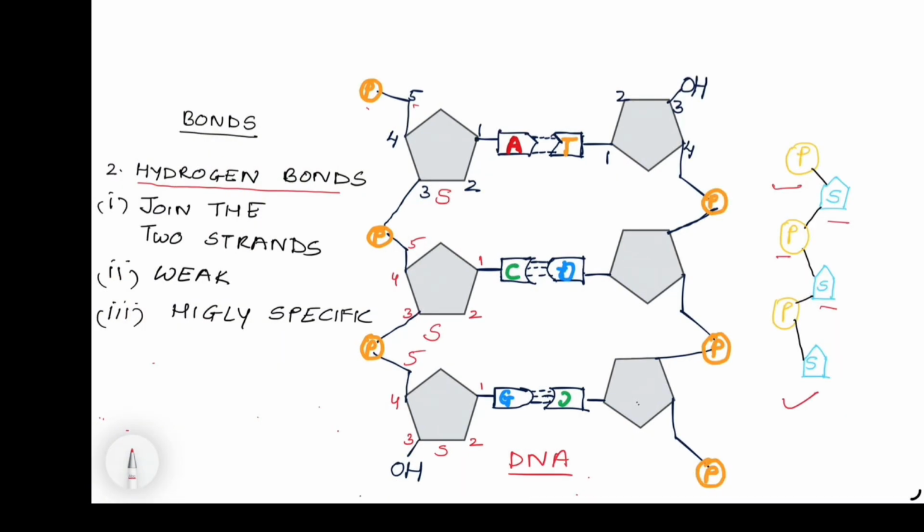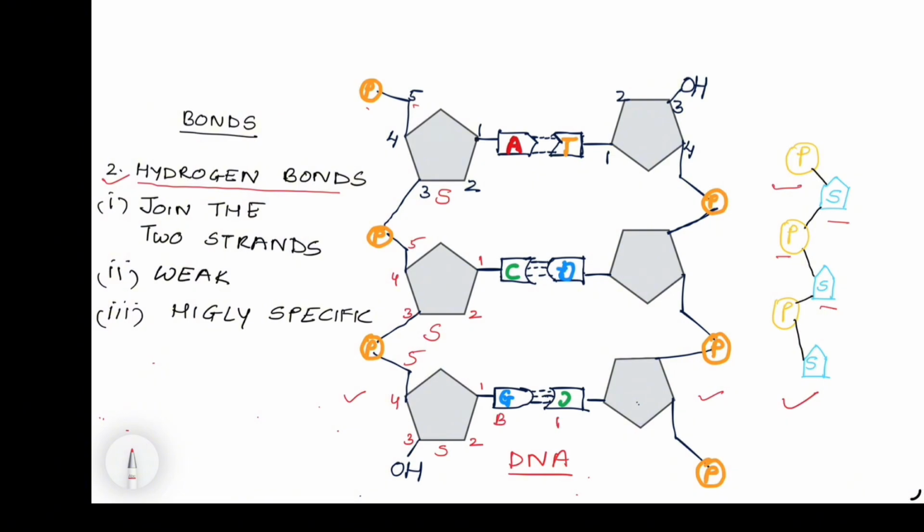Next type of bond which is present in DNA is the hydrogen bond. These hydrogen bonds are formed between the bases. So, let us look at the DNA double stranded molecule again. We have already seen that this is the sugar phosphate backbone. This is the opposite sugar phosphate backbone. These are the two strands, and in between are the bases.